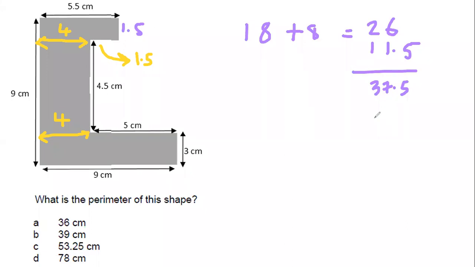So all I need to do is to add the 1.5 on the bottom. Right. And that's 7 plus 1 is 8, plus the 1 is 9. So that's 39. All right. That's 39 centimeters.